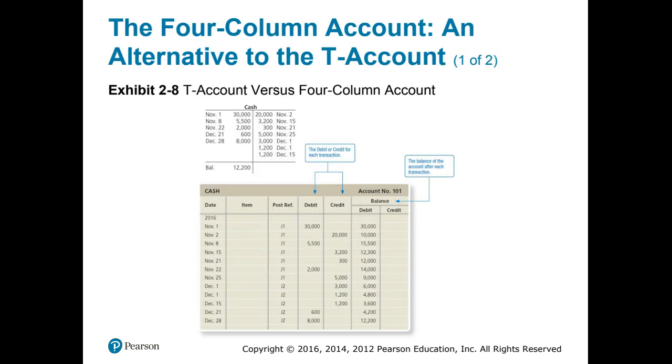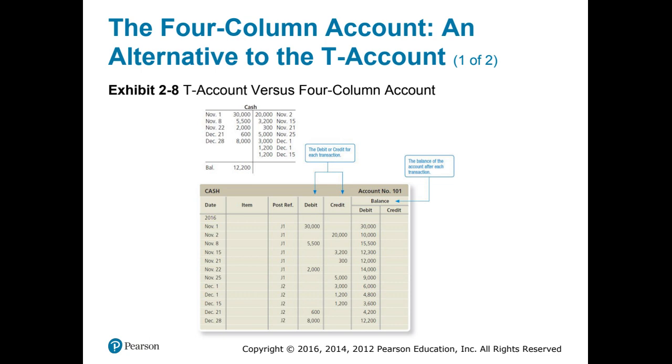So the 4-column account, this is an alternative to the T account. If we look on page 77, you can also see it there as well. This is also very similar to your assessment, right? Here, we're just looking at the cash account, and we've broken down all of the different dates or transactions that have occurred in the cash account.